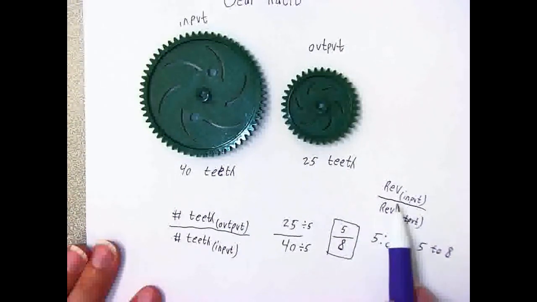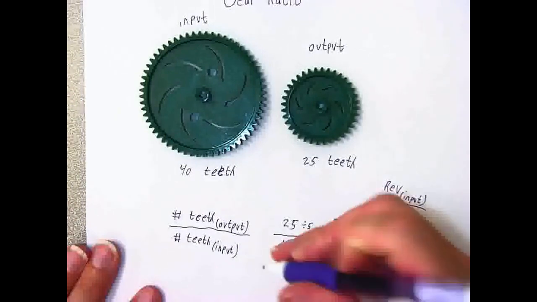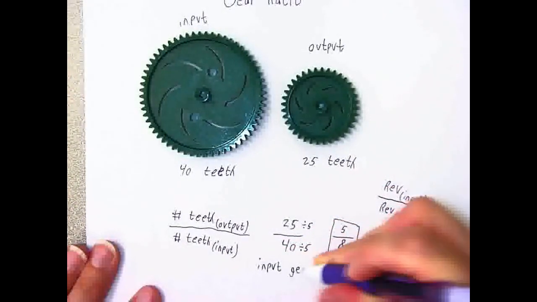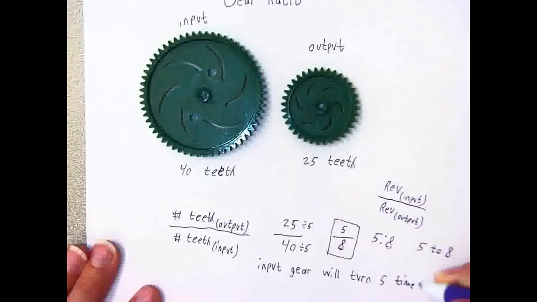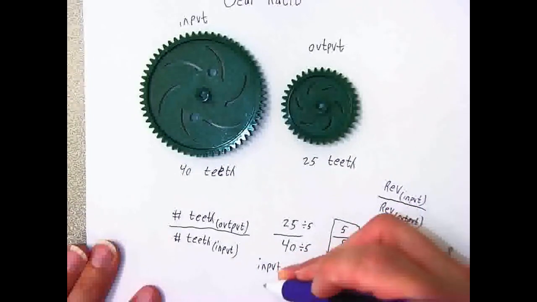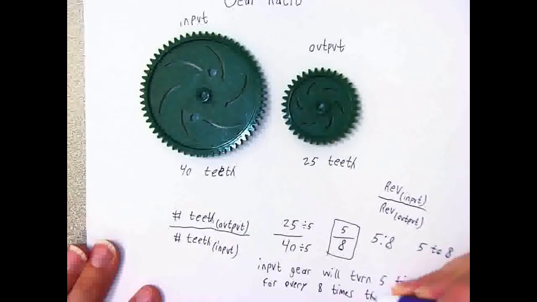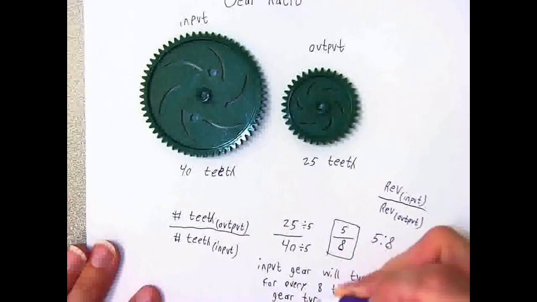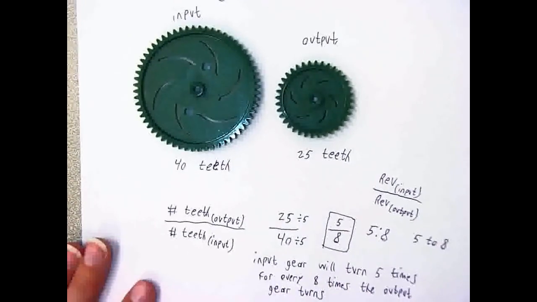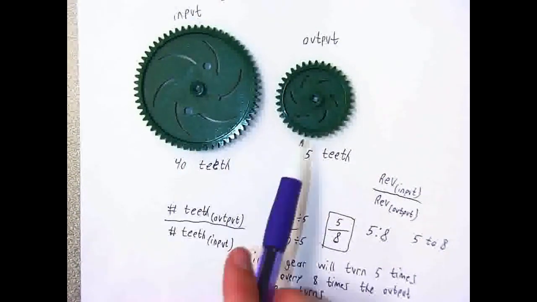So in this case, the input gear is going to turn 5 times, because 5 is in the numerator. So my input gear will turn 5 times for every 8 times that the output gear turns. All right, and now looking at my original gears, this kind of makes sense because we see that my input gear is a larger gear compared to the output gear.